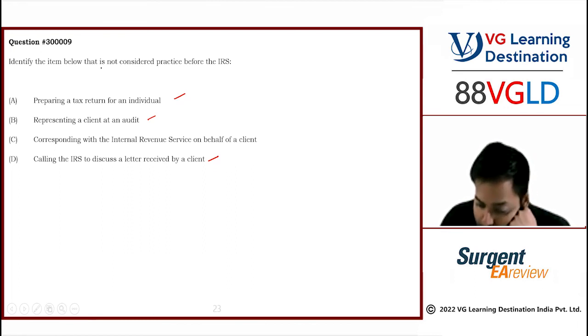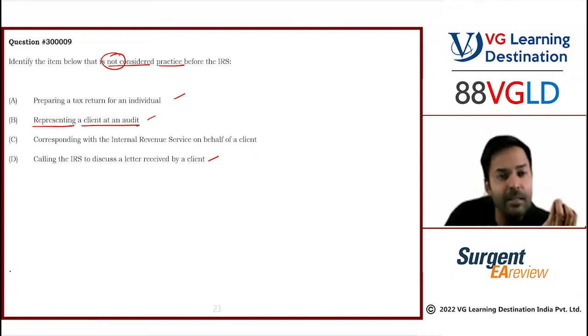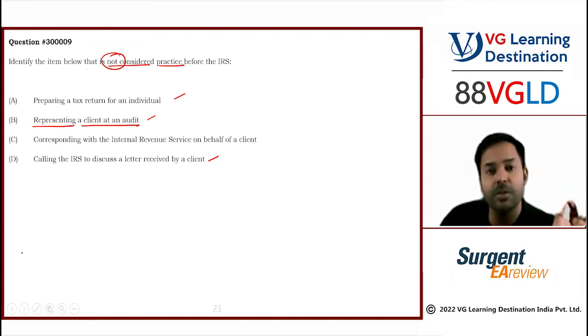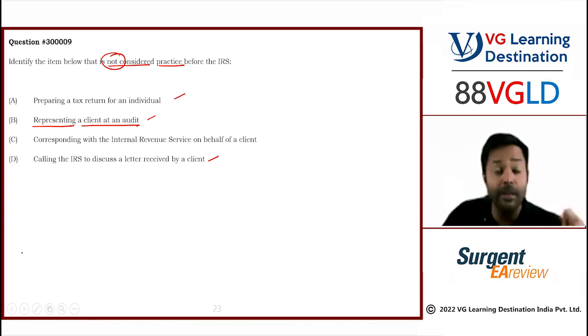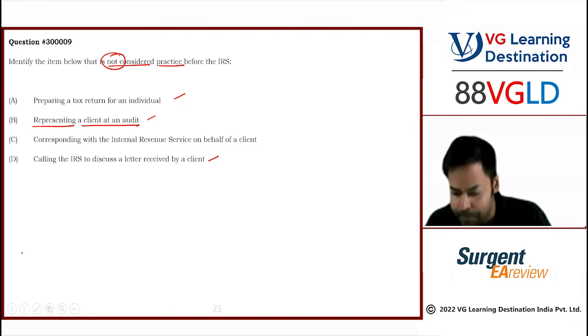Identify the item below that is not considered practice. Okay, representing a client at the audit. So audit is pretty much like a scrutiny in India, guys. When you file the return and the income tax department finds there is a problem, in that case, they will ask for the information. If the information is not satisfactory, they will do the scrutiny. Similarly, this is the audit, which is done by the IRS. So when the IRS is doing the audit, and you as an EA are representing your client, is it not practice? It is practice.